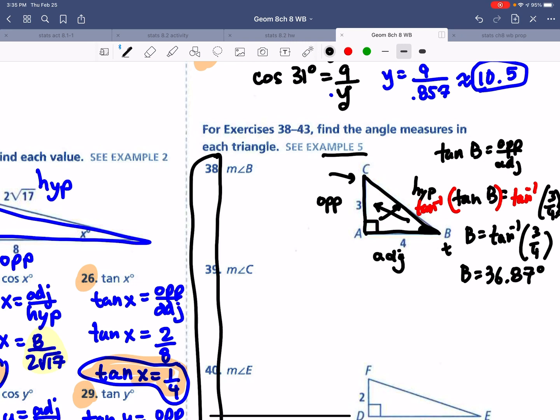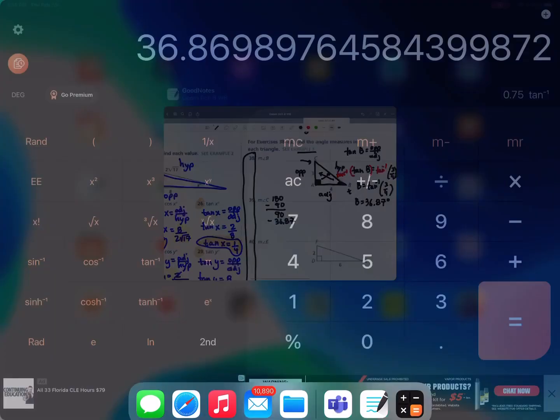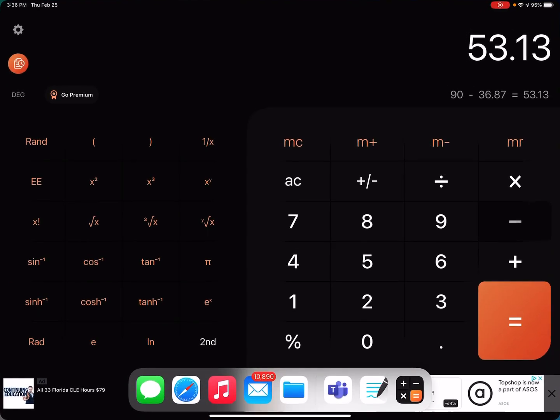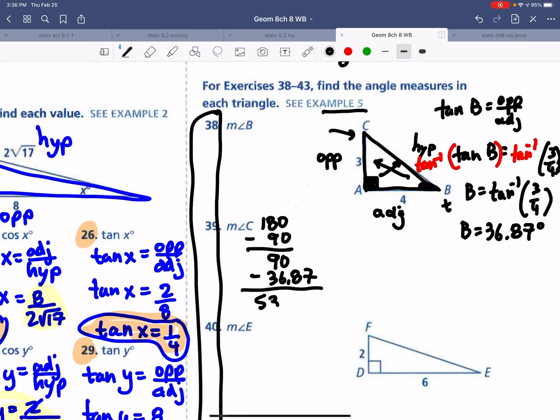We could use trig functions, but we're just going to use the triangle sum theorem. This 90-degree angle we take away, and then we take away 36.87. So 90 minus 36.87 is 53.13. 53.13 degrees. That's our angle C.